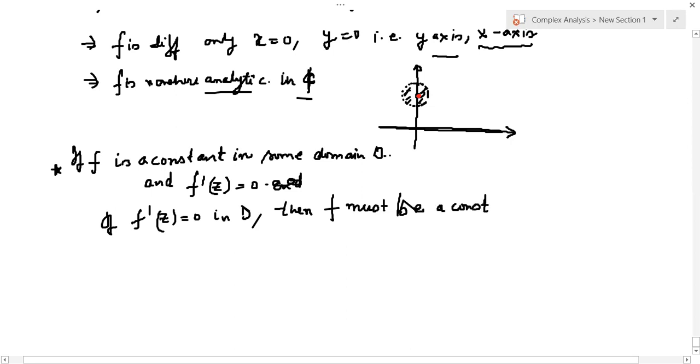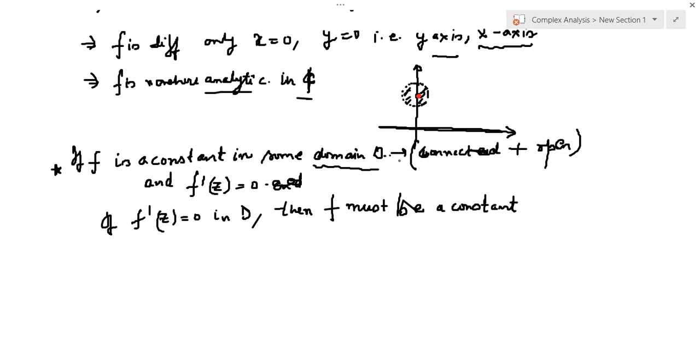And please remember this condition is not superfluous. I'm not writing it just because it's coming to my mind. f must be a constant in some domain D, that is, in some connected and open set. If the set is not connected, then this may not be true. So if f is a constant in some domain D, then the derivative must be equal to 0. And if the derivative of a function is 0 in some domain D, then f is a constant. Please remember this, I'm just writing it here.